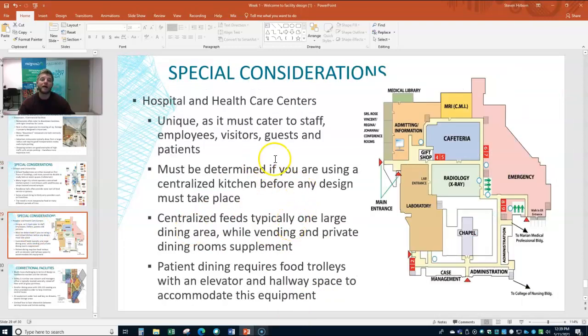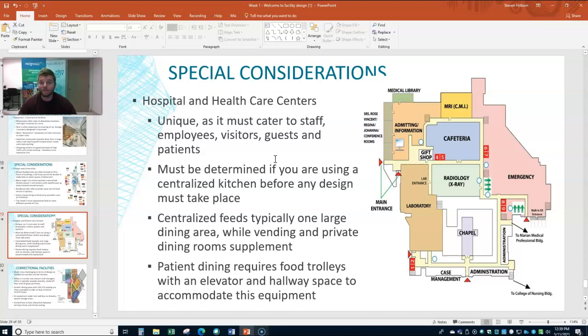Another one that we think about is hospital and healthcare centers. These are unique, as hospitals must design their places not only to cater to staff, but also to employees, to visitors, to guests and patients. Their cafeteria is mostly for your visitors and your employees. Very rarely do you have your patients eating in the cafeteria. They'll have maybe bedside service, or if you are in a hospital, you might not be eating yourself. Often it's a centralized kitchen.